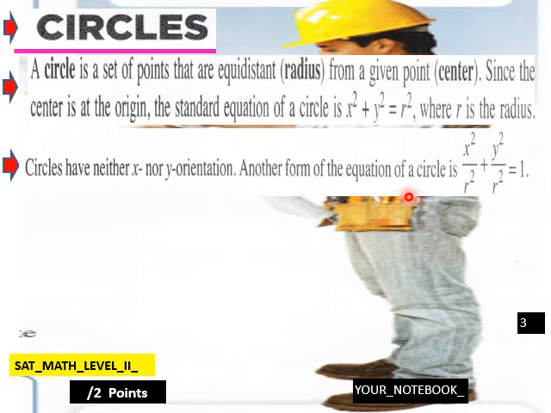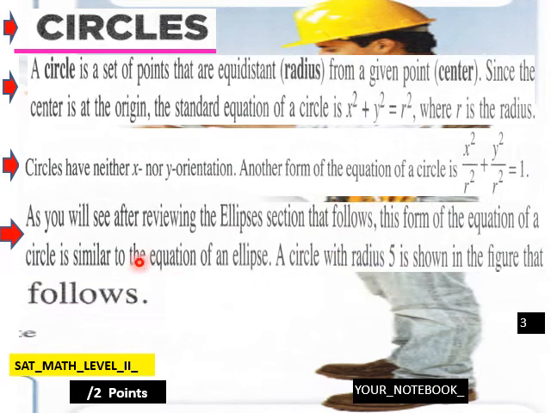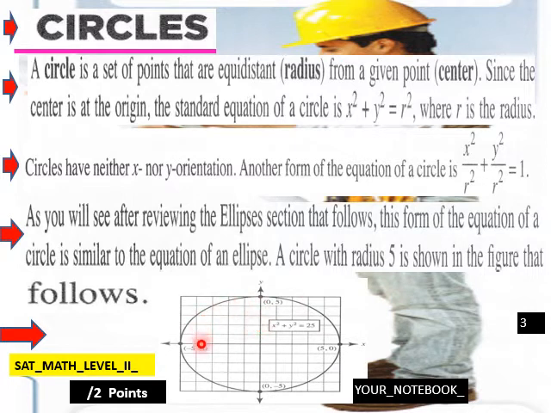Another form of the equation of a circle is x squared over r squared plus y squared over r squared equals 1. As you will see after reviewing the ellipse section that follows, this form of the equation of a circle is similar to the equation of an ellipse. A circle with a radius of 5 is shown in the figure that follows. So here is an example of a circle with a radius of 5. Here would be your rectangular coordinates. These will be your intercepts here on your axes.